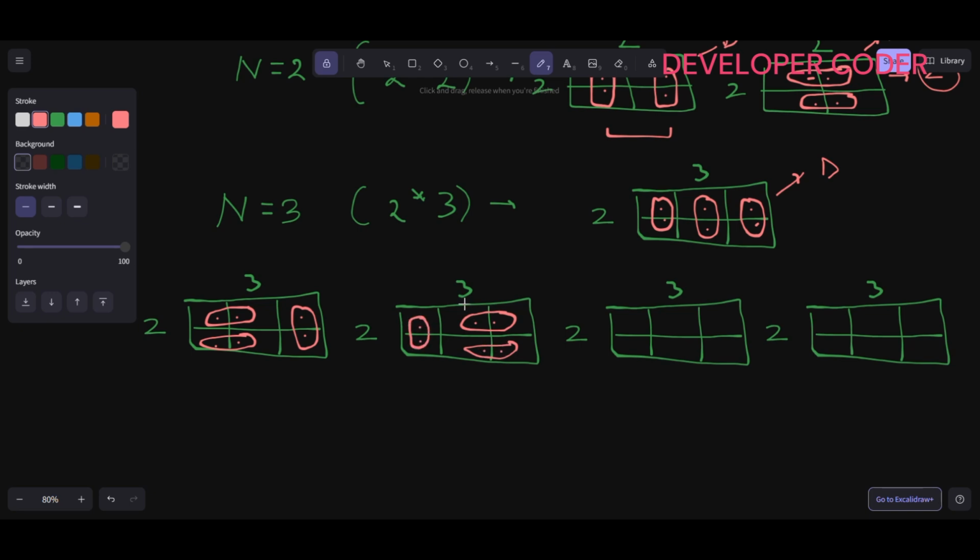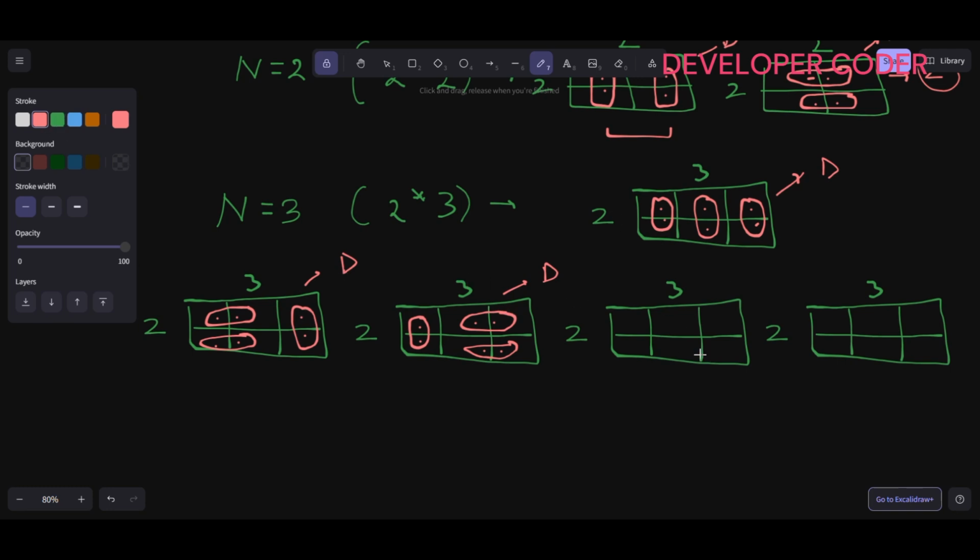Because if you see these 4 adjacent cells, there are different ways. I'm using different ways of tiling, right? So both are different ways. Here also I'm using dominoes only. So these are 3 ways.